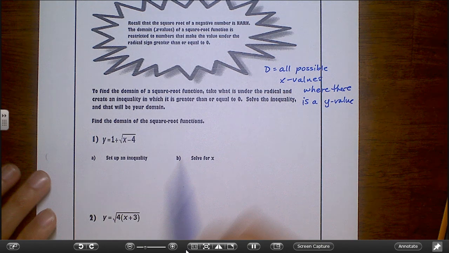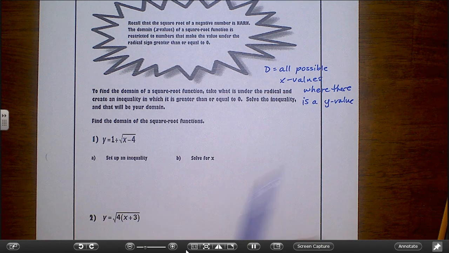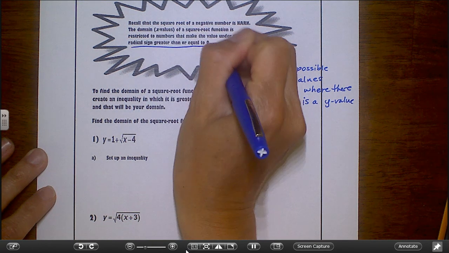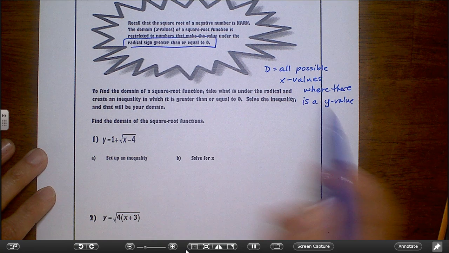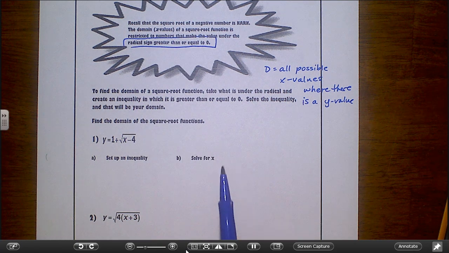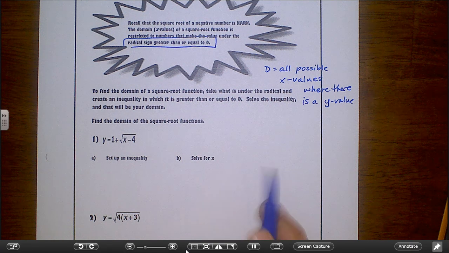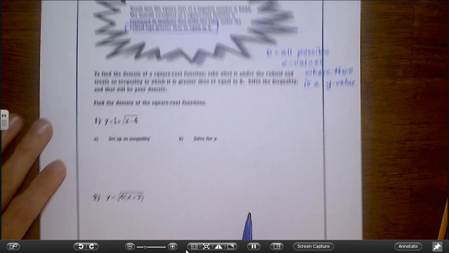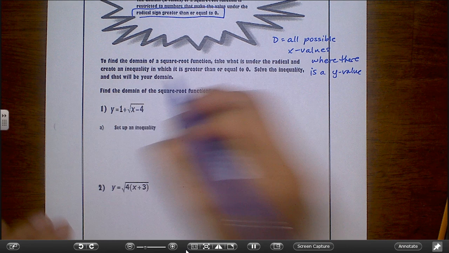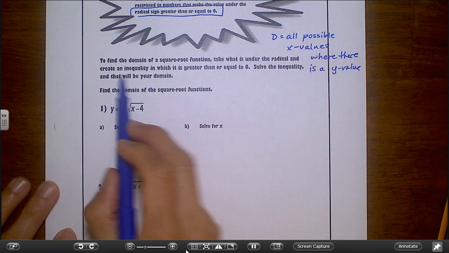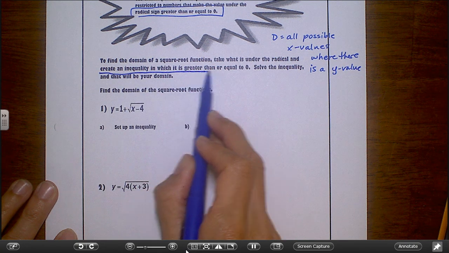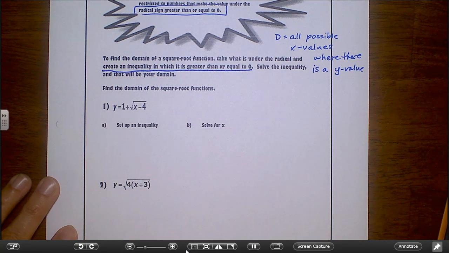So to find the domain of a square root function, you have to find out where you would make what's under the radical sign greater than or equal to 0. Because again, if what's under the radical is a negative number, you're going to get an error. So the way you do this is actually super easy. You take what's under the radical and you write it as an inequality in which it's greater than or equal to 0. And you solve the inequality, and that will be your domain.